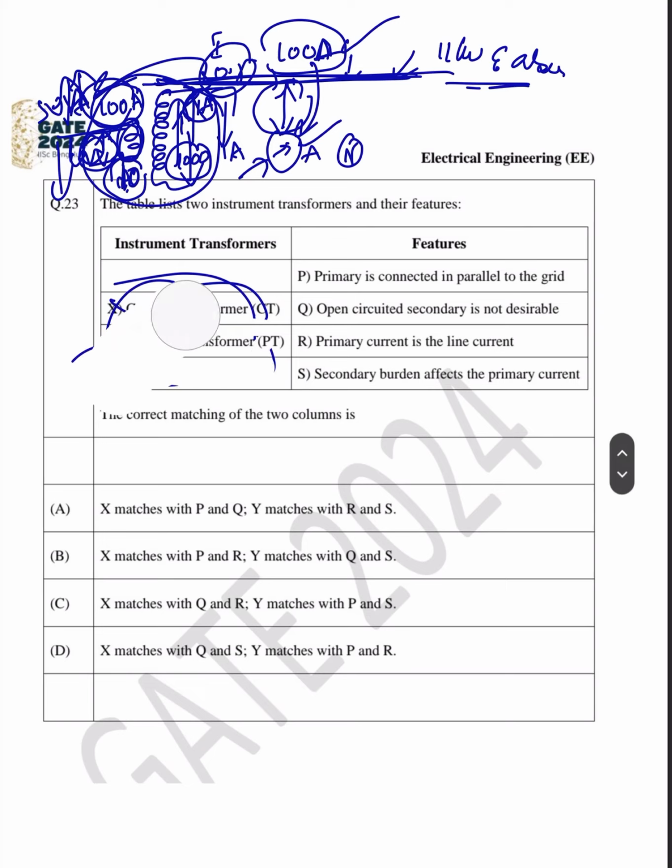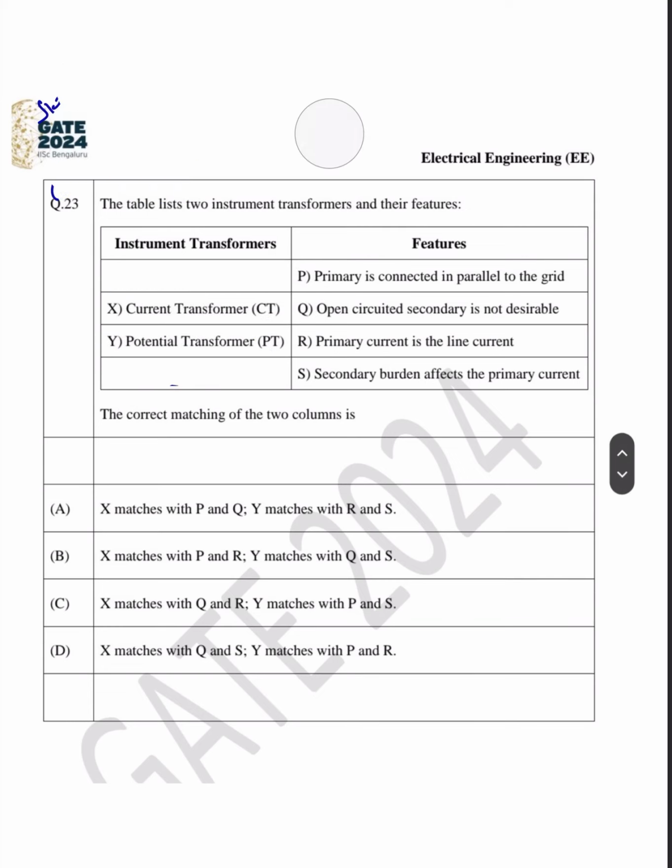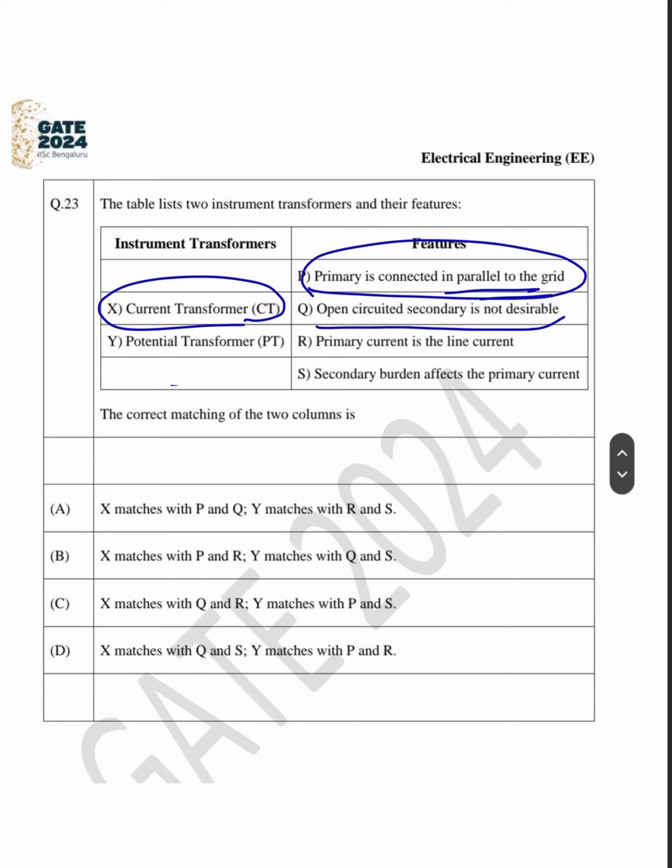Okay. Now the properties of the current transformer and potential transformer. See these four parameters. Current transformer: primary is connected in series with the grid. Open circuit secondary is not desirable. Primary current is the line current. Secondary burden affects the primary current.